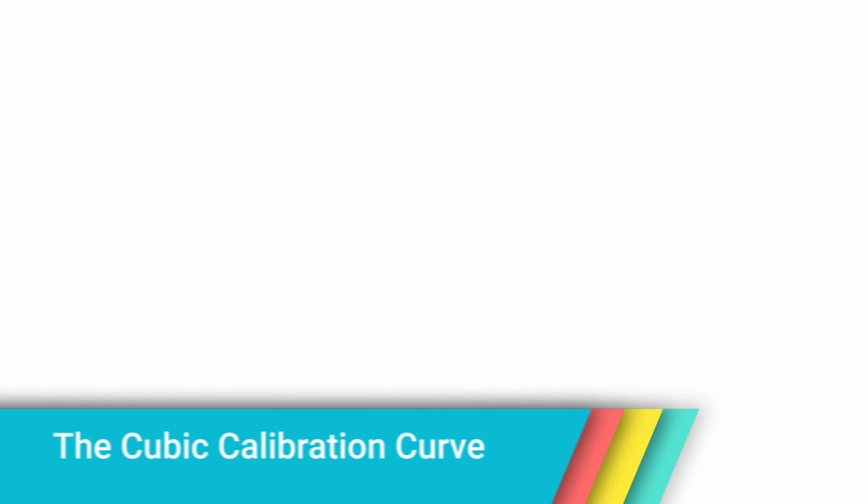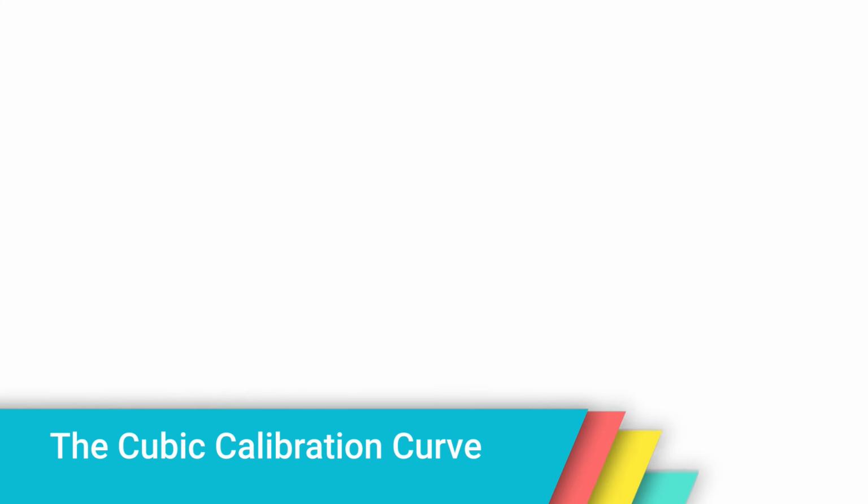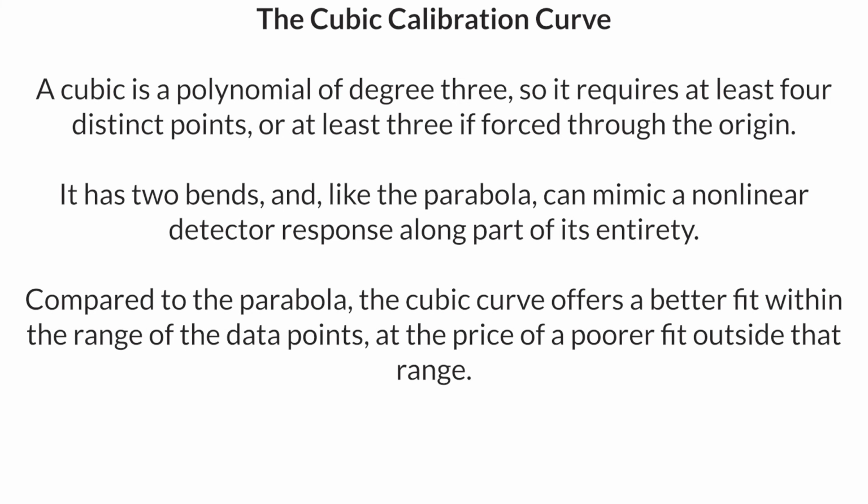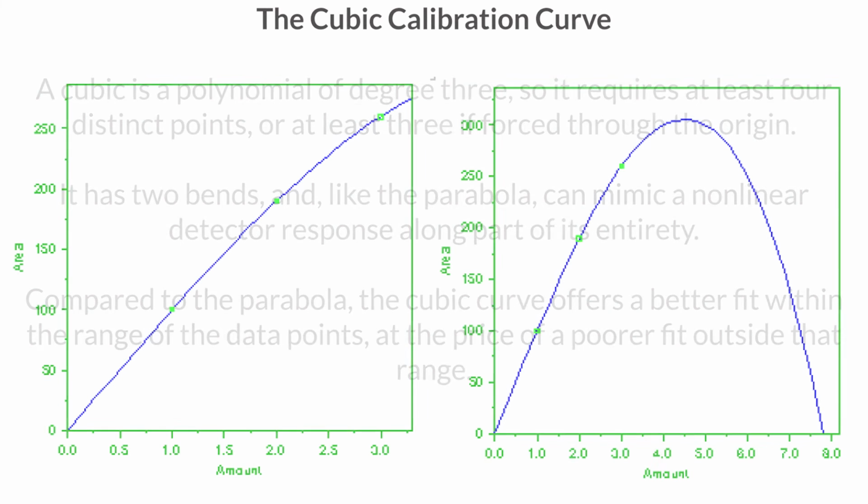The cubic calibration curve. A cubic is a polynomial of degree 3, so it requires at least 4 distinct points, or at least 3 if forced through the origin. It has 2 bends, and, like the parabola, can mimic a nonlinear detector response along part of its entirety. Compared to the parabola, the cubic curve offers a better fit within the range of the data points, at the price of a poorer fit outside that range.